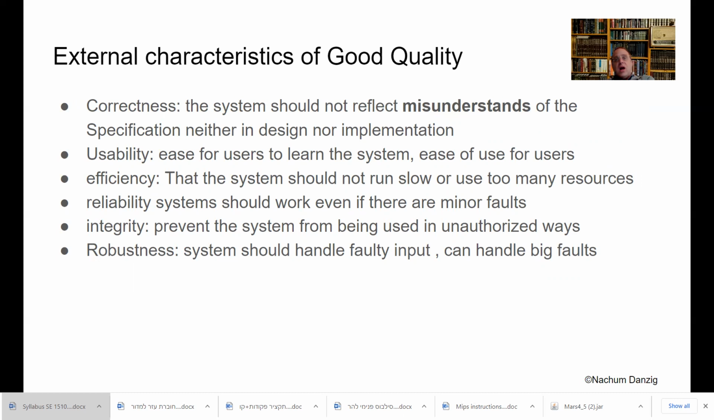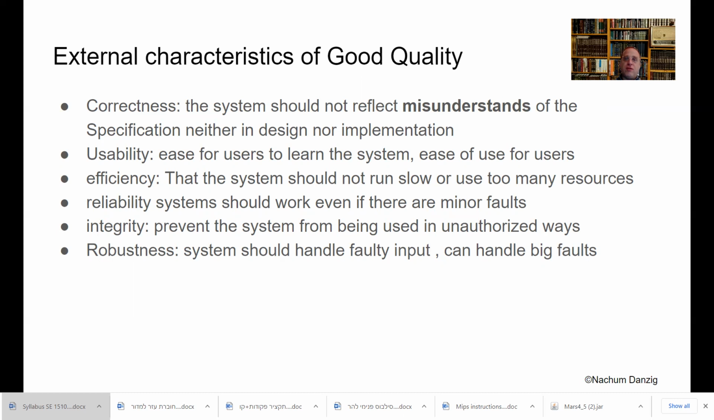Now, what are external characteristics of good quality? So, in other words, what is the user looking for? What is what we call external quality? Well, it should really be called characteristics of good external quality. I guess that's how you should change that.